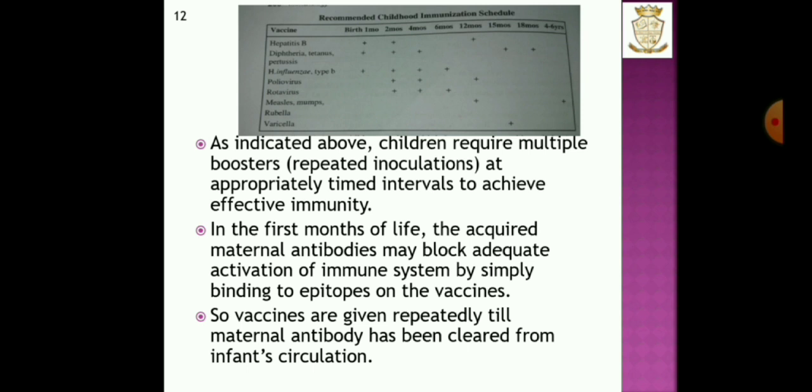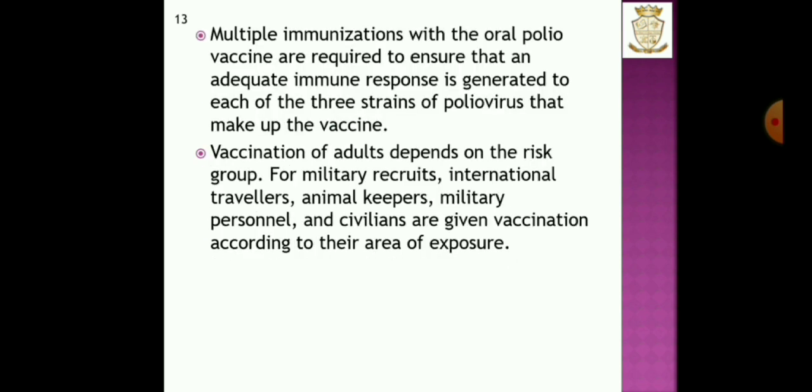In the first months of life, the acquired maternal antibodies may block adequate activation of the immune system by simply binding to epitopes on the vaccines. So vaccines are given repeatedly till maternal antibody has been cleared from the infant's circulation. Multiple immunizations with the oral polio vaccine are required to ensure that an adequate immune response is generated to each of the 3 strains of polioviruses that make up the vaccine.